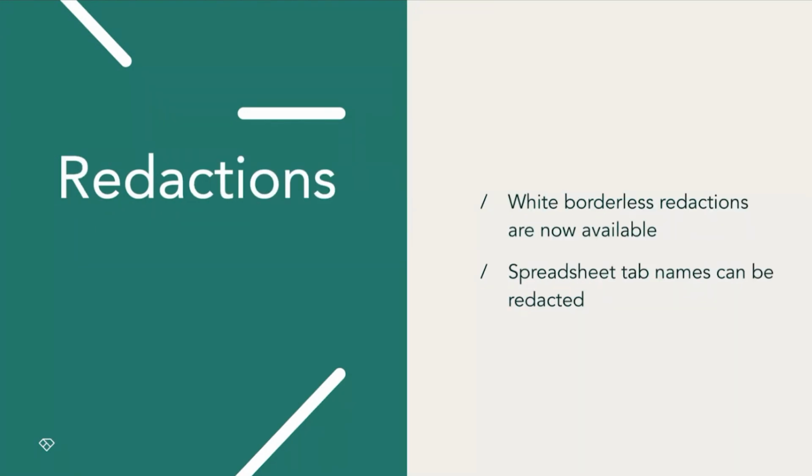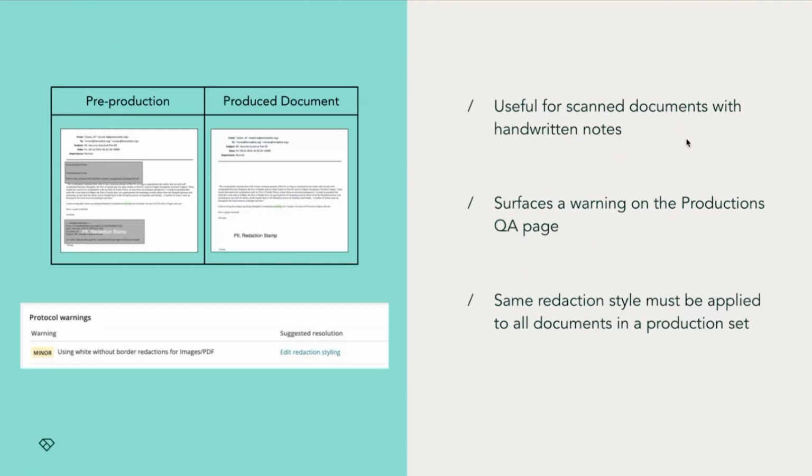Okay, so a couple updates for redactions. You can now add white borderless redactions to your documents, and you can also redact spreadsheet tab names as well. If you're working with those white borderless redactions, that may be useful if you have some scanned documents with handwritten notes. This is what those will look like. It will still have the read-through gray redaction pre-production. And once you go ahead and produce that document, you'll have a completely white borderless redaction. If you choose to include a stamp, then it would be white and borderless with the stamp in the middle of that redaction space.